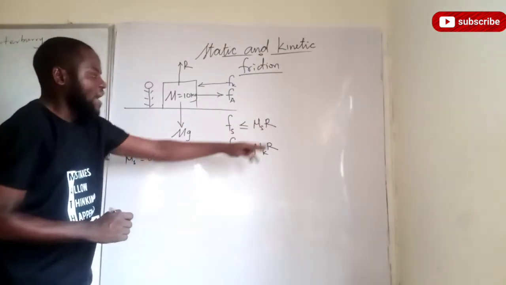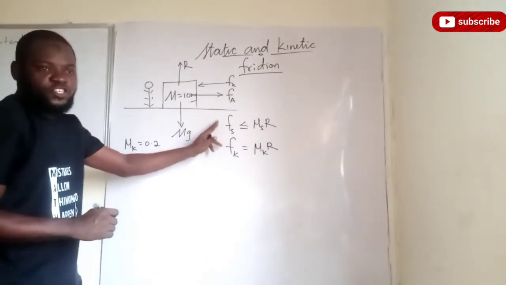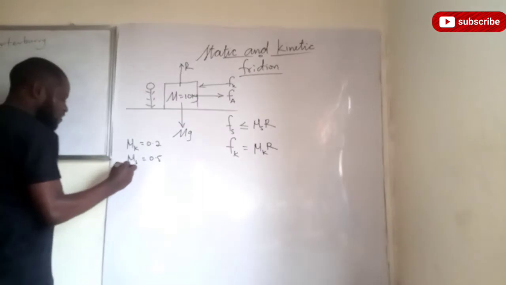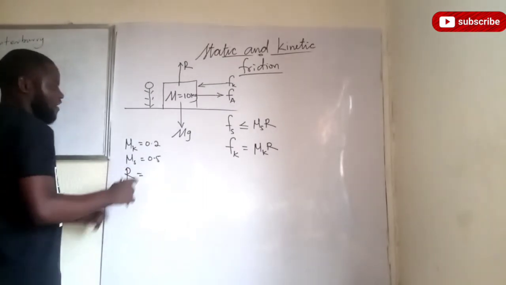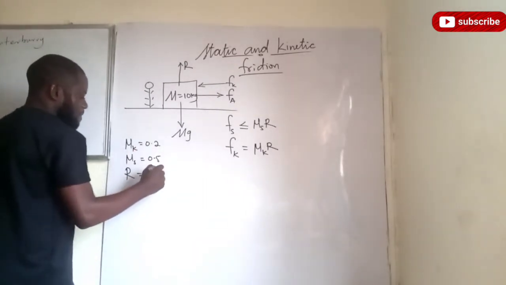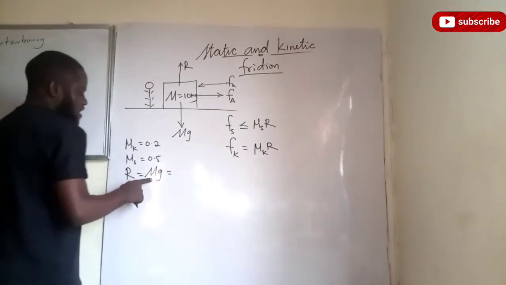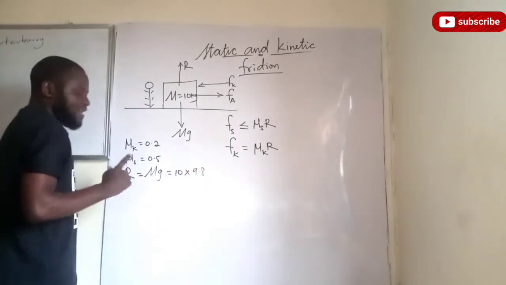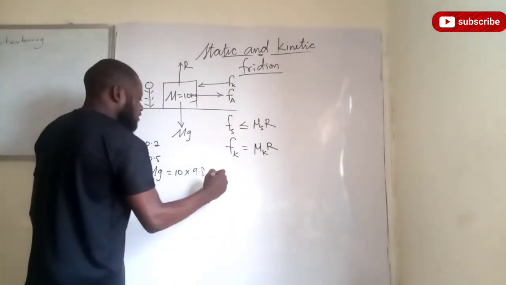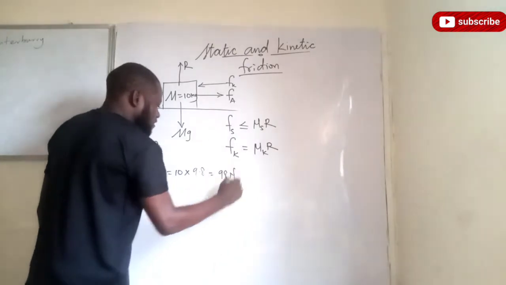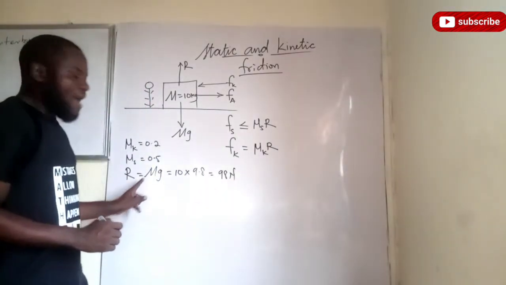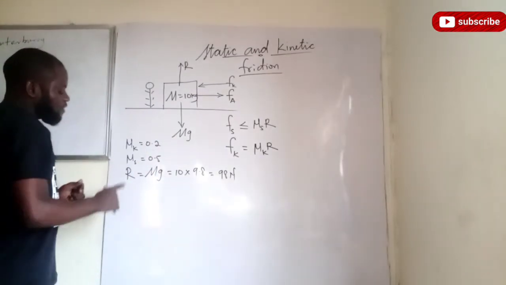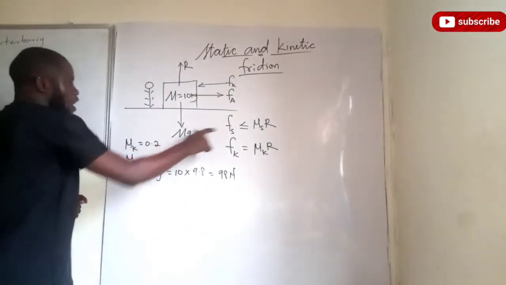We calculate the normal reaction, the maximum static frictional force, and the kinetic friction. First of all, let us look for the normal reaction. The normal reaction is given as mass times gravity. The mass of this body is 10 kilogram multiplied by gravity, which is 9.8 meter per second square, so we have 98 Newton. That shows that the normal reaction of this body is 98 Newton.